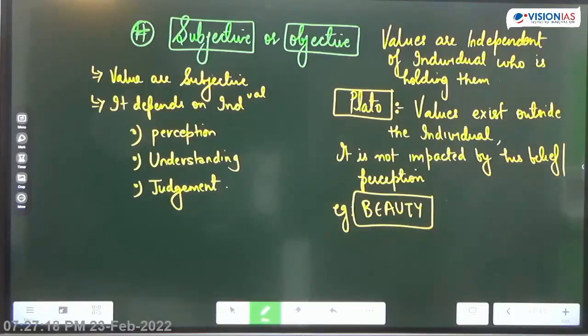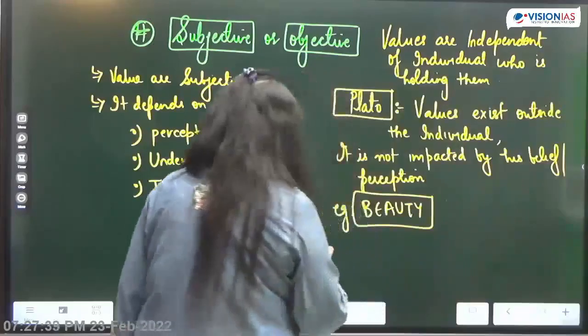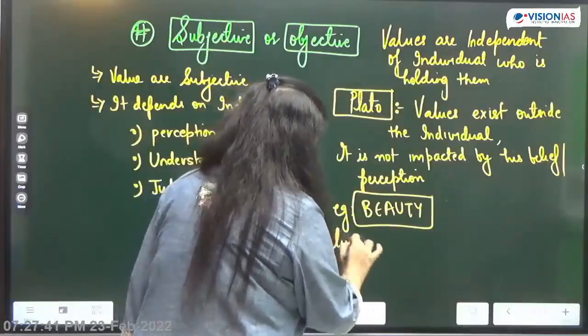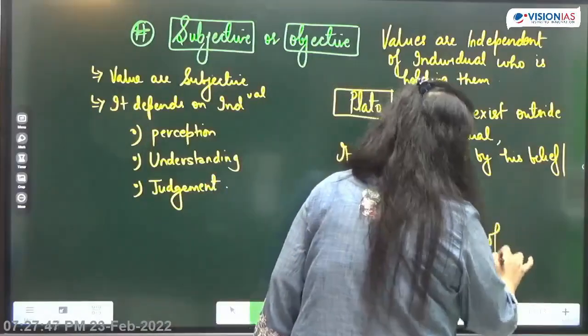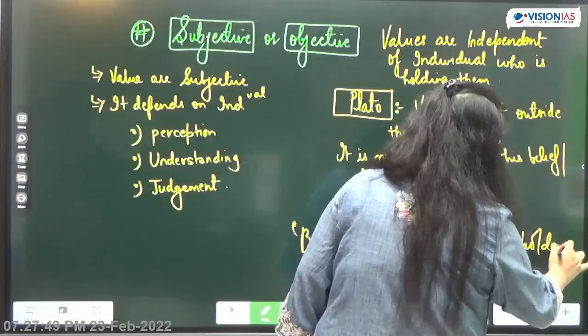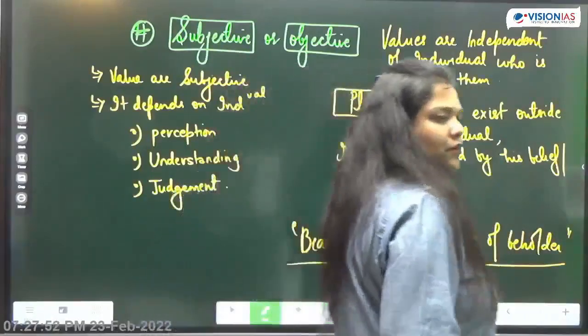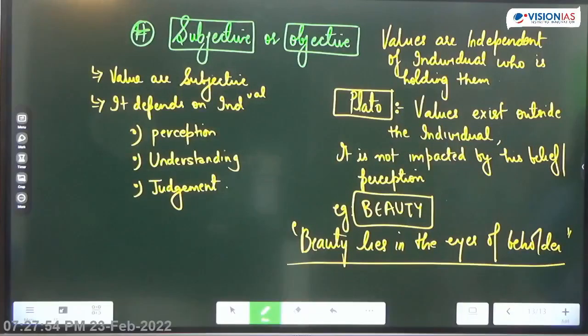प्लाटो का बिलीफ था ऑब्जेक्टिविटी ऑफ वैल्यूज में. He believed that values lie outside the individual and don't depend upon their understanding or perception. For example, beauty. He says something is beauty by virtue of it being beautiful. It has nothing to do with your understanding. However, it was being refuted. Beauty lies in the eyes of the beholder. This perspective was being refuted. कि किसने कहा कि ब्यूटी ऑब्जेक्टिव है?